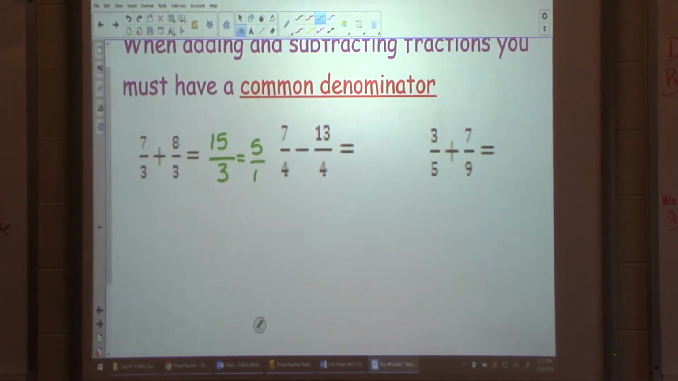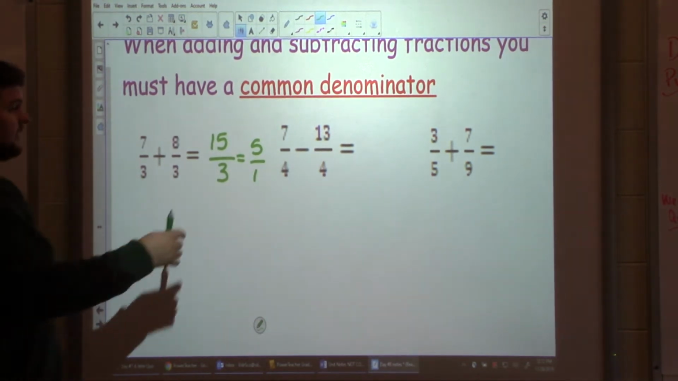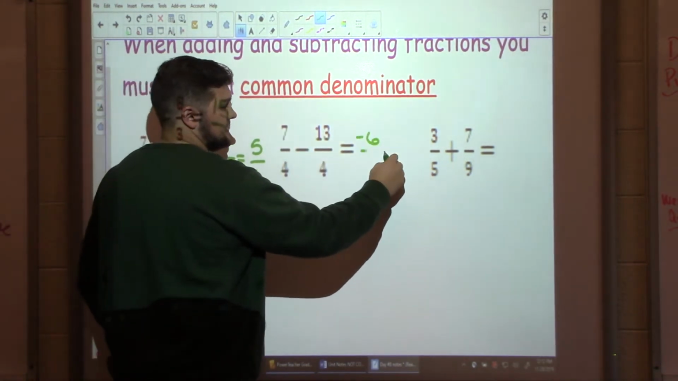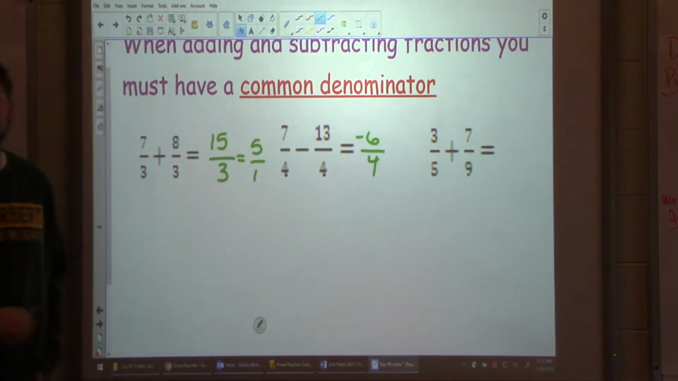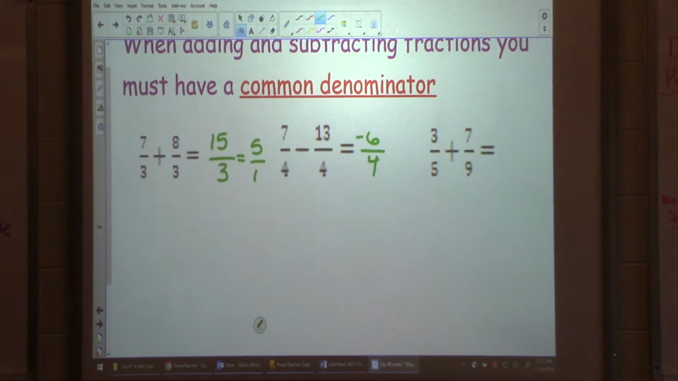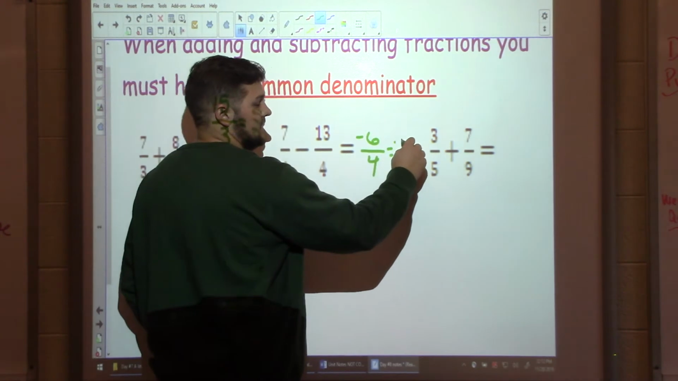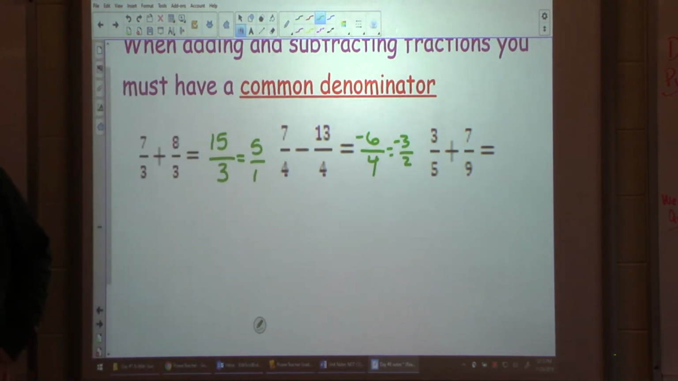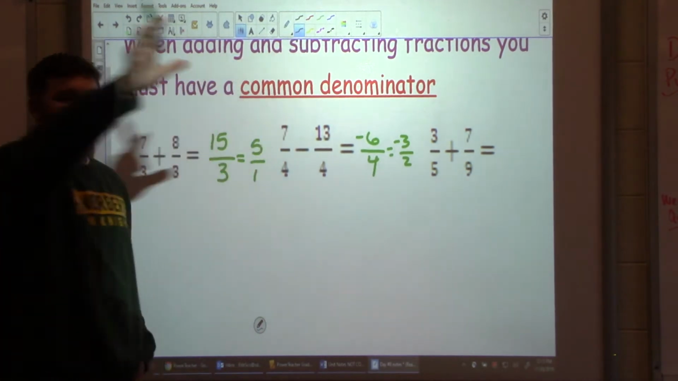If I have 7 over 4 minus 13 over 4, same thing. Do our numerator 7 minus 13. We get negative 6, and our denominator stays the same, over 4. Well, negative 6 over 4 can reduce to negative 3 over 2. Right? We're all good so far?